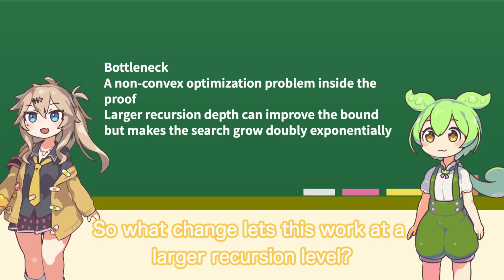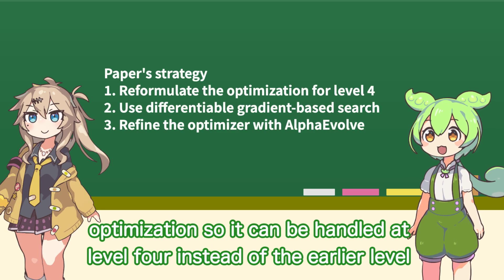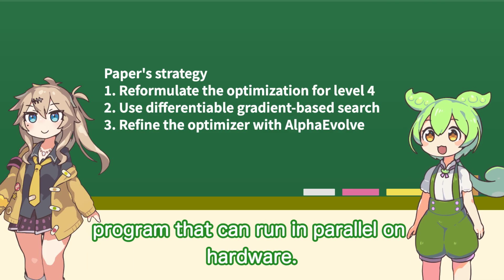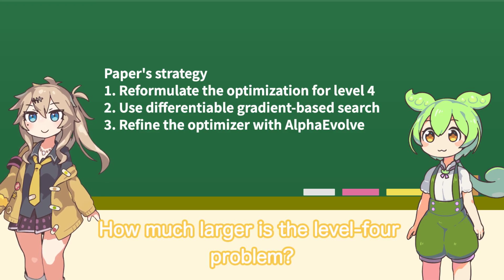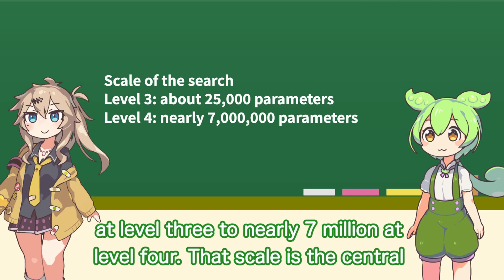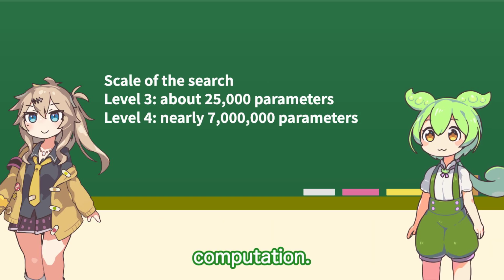So what change lets this work at a larger recursion level? The authors make two connected changes. They reformulate the optimization so it can be handled at level 4 instead of the earlier level 3, and they replace the old solver with a differentiable, gradient-based program that can run in parallel on hardware. How much larger is the level 4 problem? The number of optimizable parameters rises from about 25,000 at level 3 to nearly 7 million at level 4. That scale is the central reason the implementation has to be redesigned for parallel tensor computation.